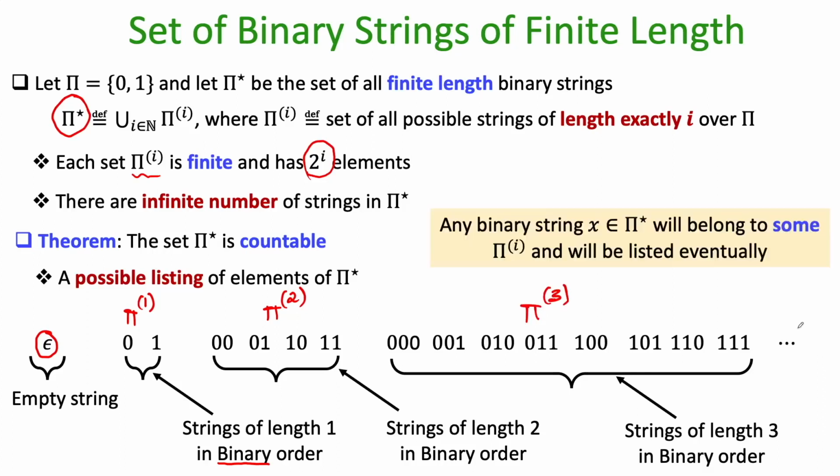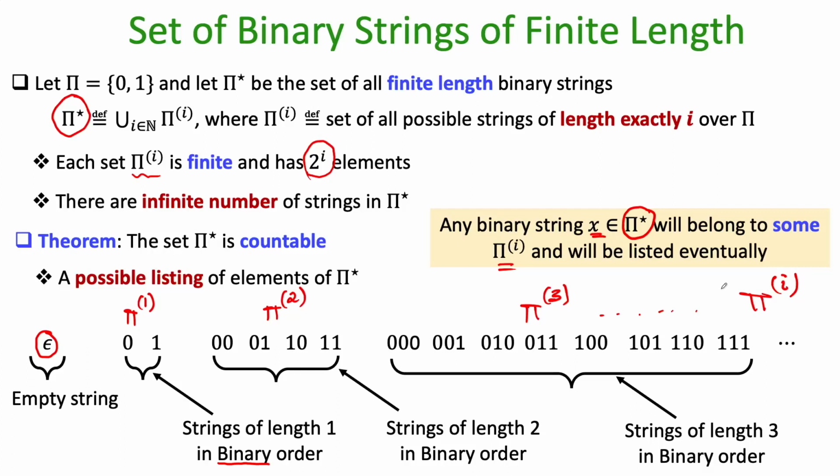Okay. So why is this a valid listing? The idea is you take any binary string x belonging to pi star. It will have finite length, because as per the definition of pi star, x belongs to some set pi power I. We don't know exactly what that index I is. It depends upon the number of bits or characters in your string x, but it is a well-defined value. That means x belongs to some pi power I, and eventually after listing down all the elements in the sets pi power 0 to pi power I minus 1, when we list down the elements of the set pi power I, x will appear somewhere in our listing. So we will not be missing the element x.